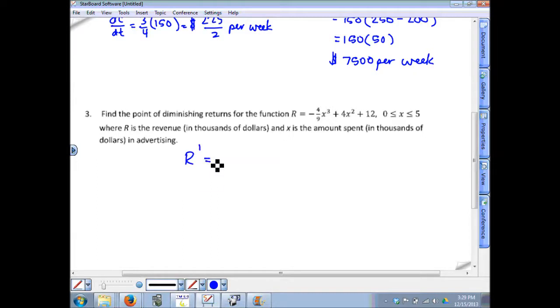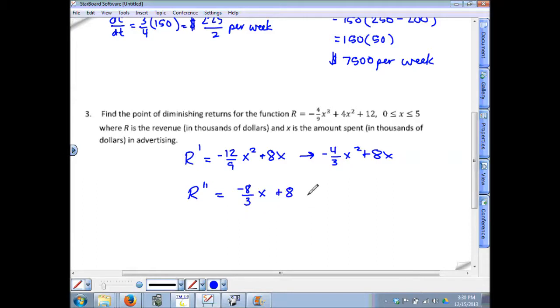The first derivative of this r function is negative 12/9 x squared plus 8x, which reduces to negative 4/3 x squared plus 8x. Now the second derivative is equal to negative 8/3 x plus 8.